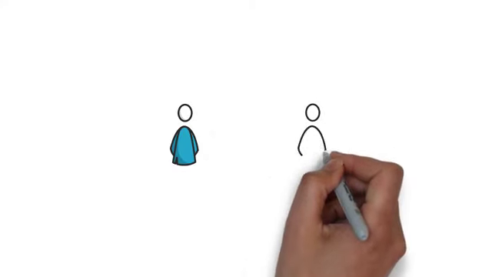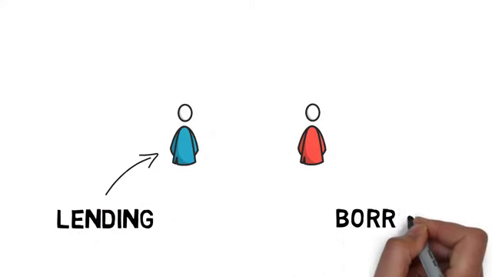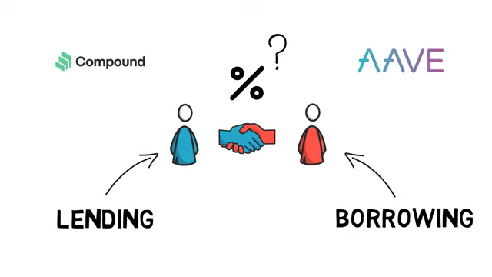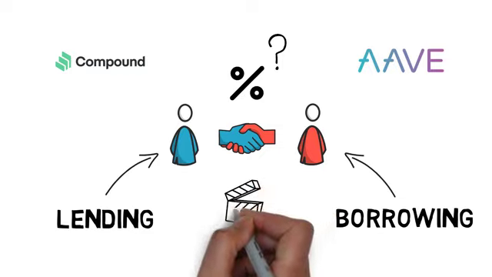So, have you ever been wondering how lending and borrowing works in DeFi? How are the supply and borrow rates determined? And what is the main difference between the most popular lending protocols, such as Compound and Aave? We'll answer all of these questions in this video.